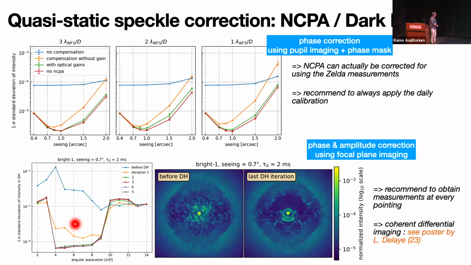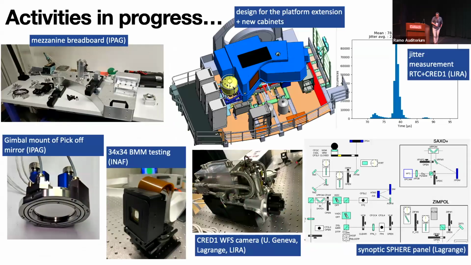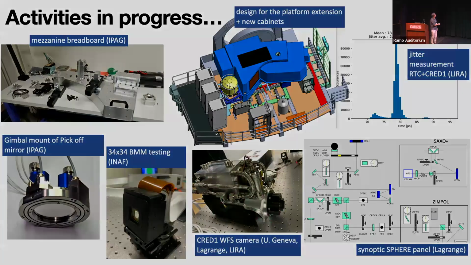And in that case, we can reach contrast lower than 10 to the minus 6, so quite a net gain with respect to the first solution. And then we can also combine with coherent differential imaging to improve this contrast even better. So SAXO Plus is now in the phase of procurement, so we are starting to receive many parts of the system.